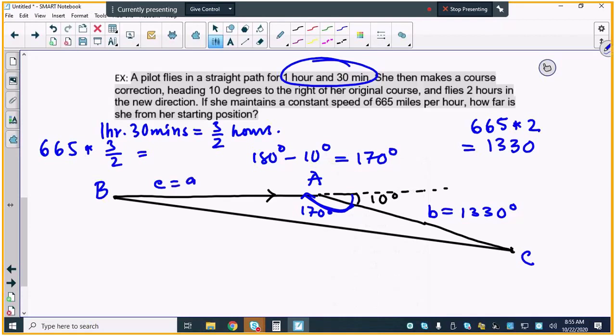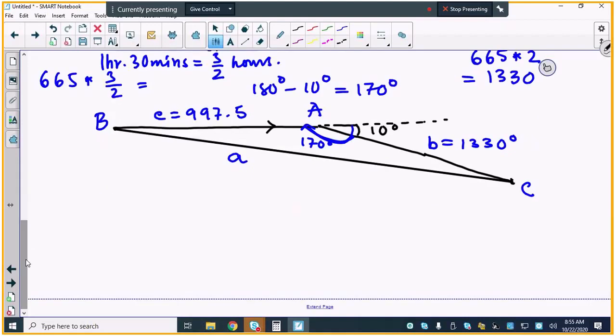So this is 997.5. And remember, I want to know the distance between B and C, which is in the triangle the side A. So again, I have side, angle, side. So that tells me that I'm going to use the cosine rule to solve this problem. So a square is equal to b square plus c square minus 2bc times cosine of a.